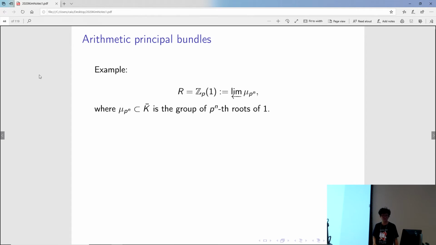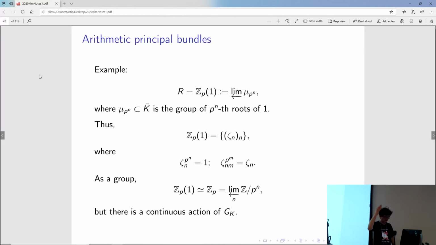But the examples that are closer to our mind is when you have something like this Z_p(1). This is the inverse limit of groups of p^n-th roots of unity. Yeah? So this will be a topological group with a Galois action. That is, as you know, these are just compatible systems of roots of unity. So this makes it as a group isomorphic to the p-adic integers, but there's a continuous action of the Galois group. So that's a typical example.